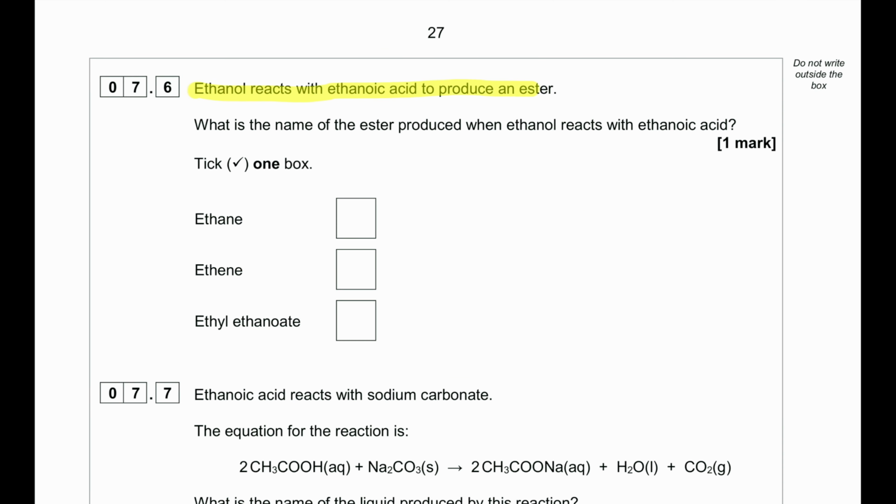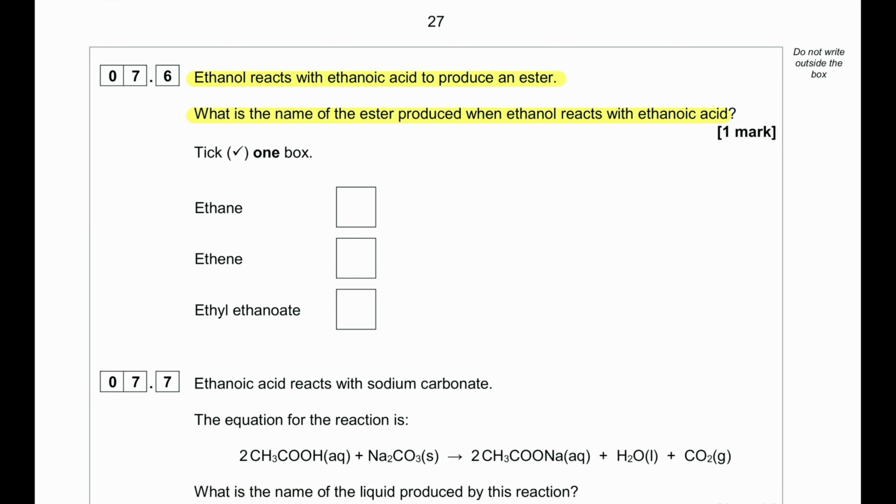Ethanol reacts with ethanoic acid to produce an ester. What is the name of the ester produced when ethanol reacts with ethanoic acid? When ethanol reacts with ethanoic acid, the ethanol becomes ethyl and ethanoic acid becomes ethanoate. So it becomes ethyl ethanoate, an ester.